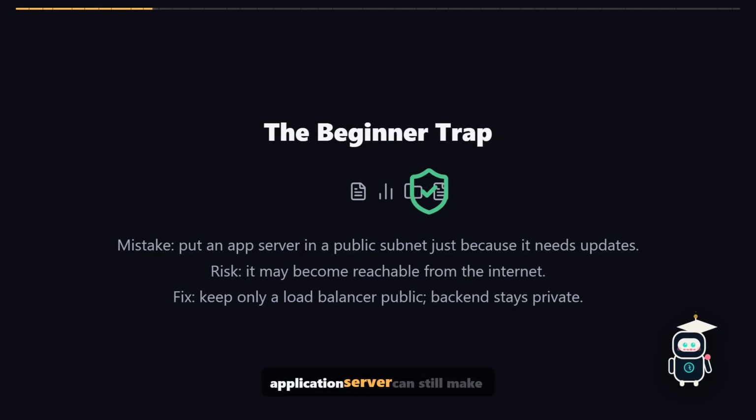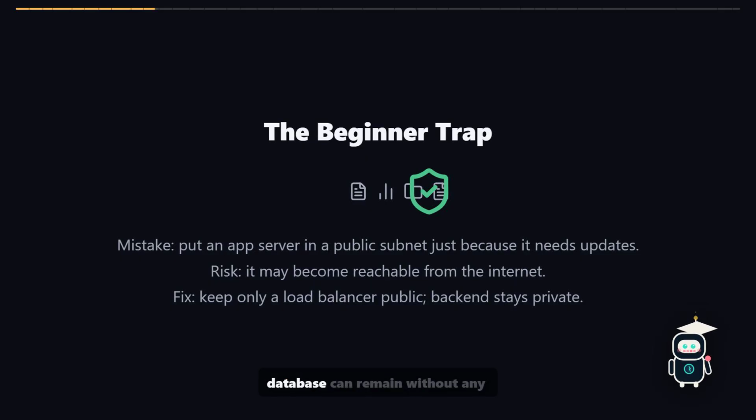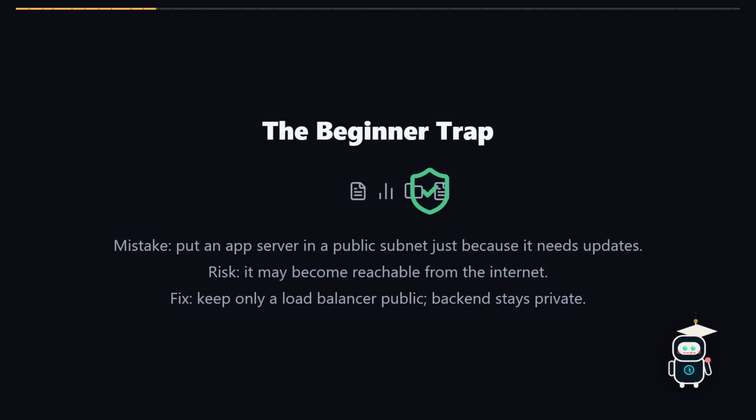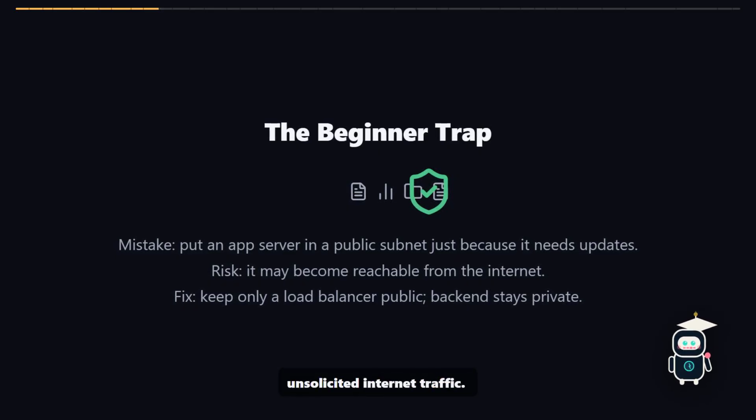The application server can still make outbound internet calls through a public NAT gateway or a regional NAT gateway, while the database can remain without any direct internet route at all. Private does not mean disconnected. It means the path is deliberate and does not accept unsolicited internet traffic.